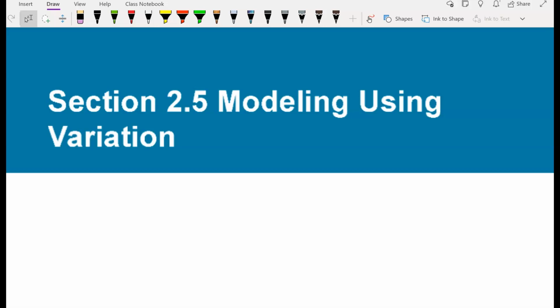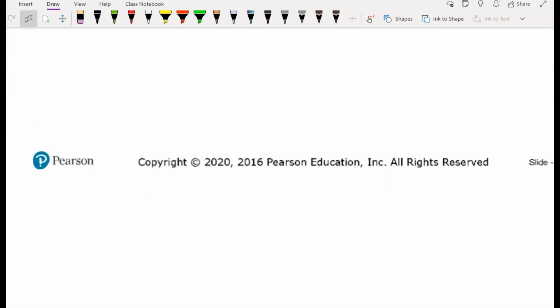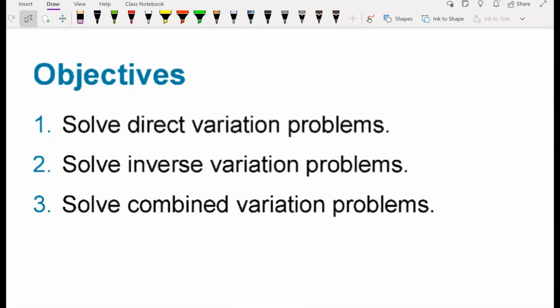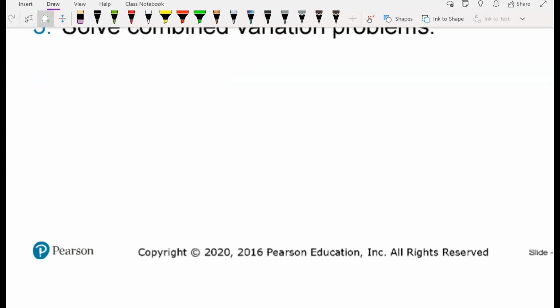Welcome back. This is 2.5, modeling using variation. So our objectives are solve direct variation problems, solve inverse variation problems, and solve combined variation problems.